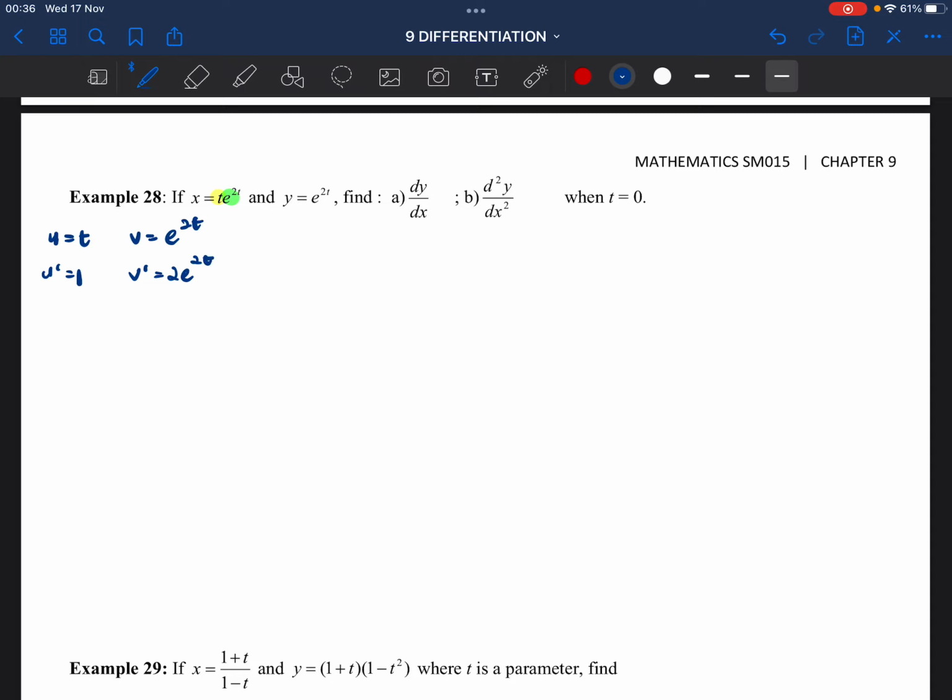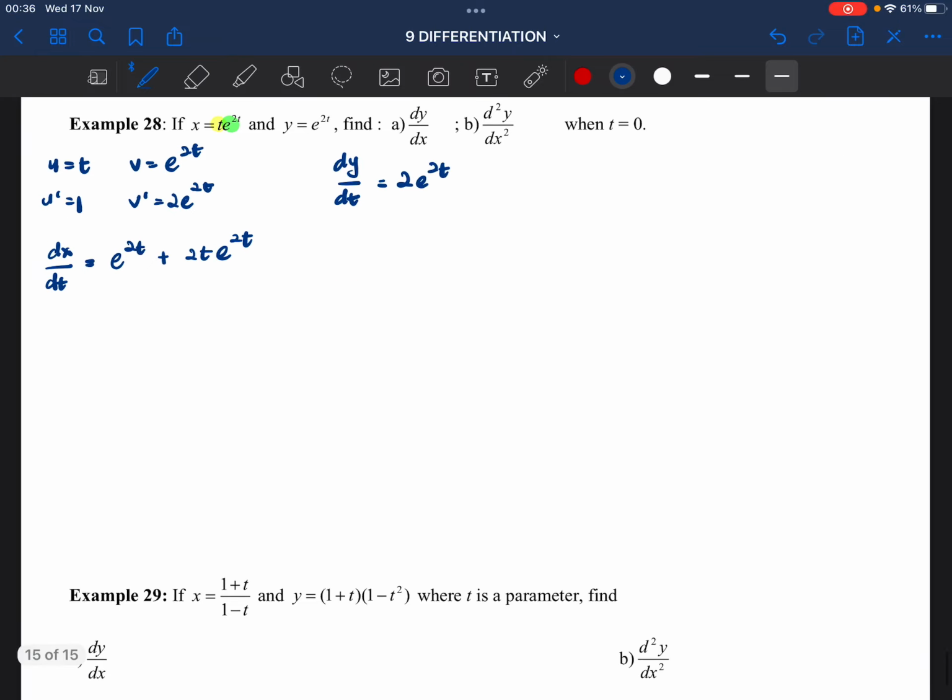I hope you know the basic rules, I don't need to explain many times. So we differentiate x with respect to t by using the product rule. That should get us e to t plus t e to t. Alright, now we are going to find dy over dt. So this is easy, dy over dt is basically e to t.